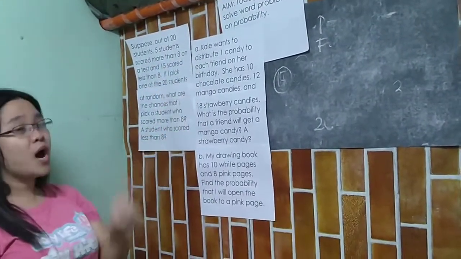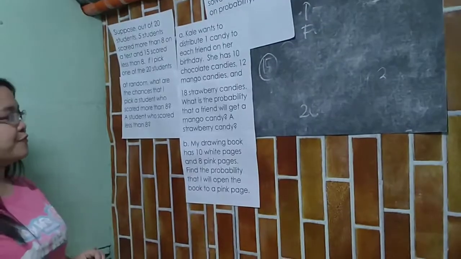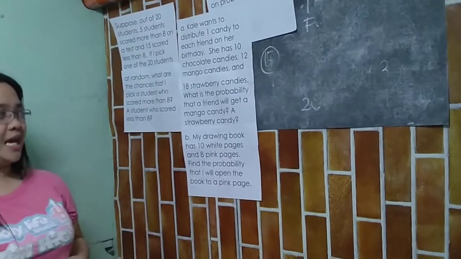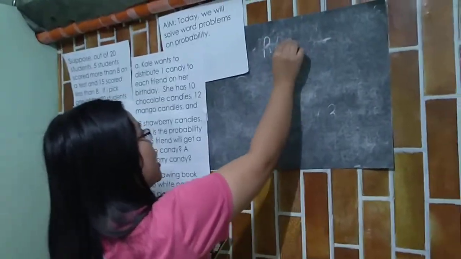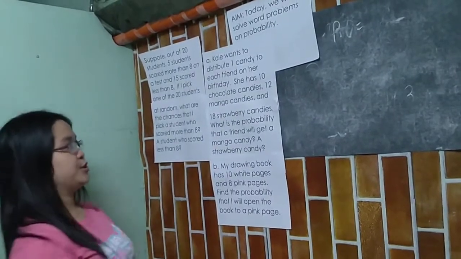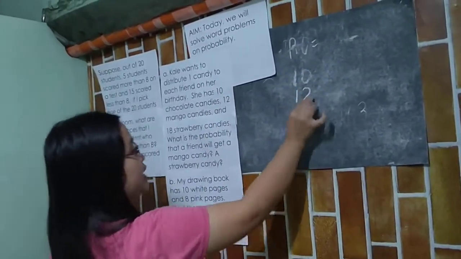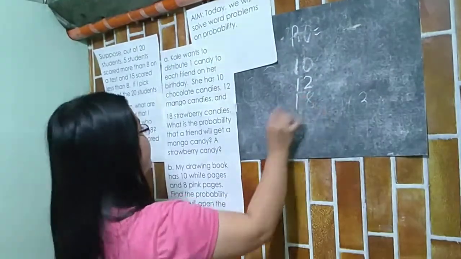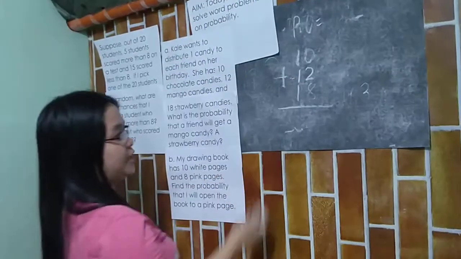Kale wants to distribute one candy to each friend on her birthday. So, she has 10 chocolate candies, 12 mango candies, and 18 strawberry candies. What is the probability that a friend will get a mango candy and a strawberry candy? For this problem, you have to figure out first what's our possible outcome. So, in order for you to get that, you just simply add all the given numbers. So, we have 10. We also have 12. And we have 18. So, 10 for the chocolate candies, 12 for the mango candies, and 18 for strawberry candies. So, let's add them together.